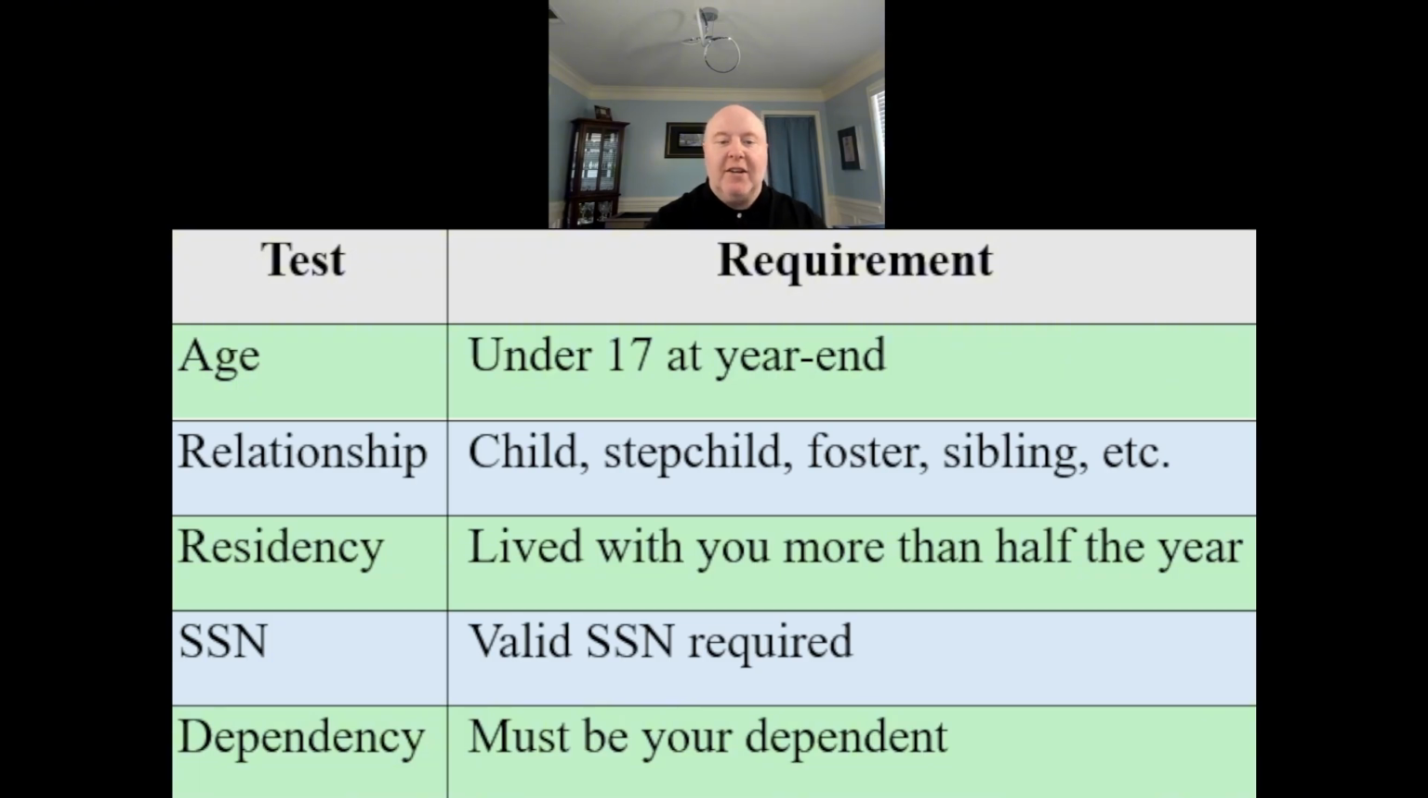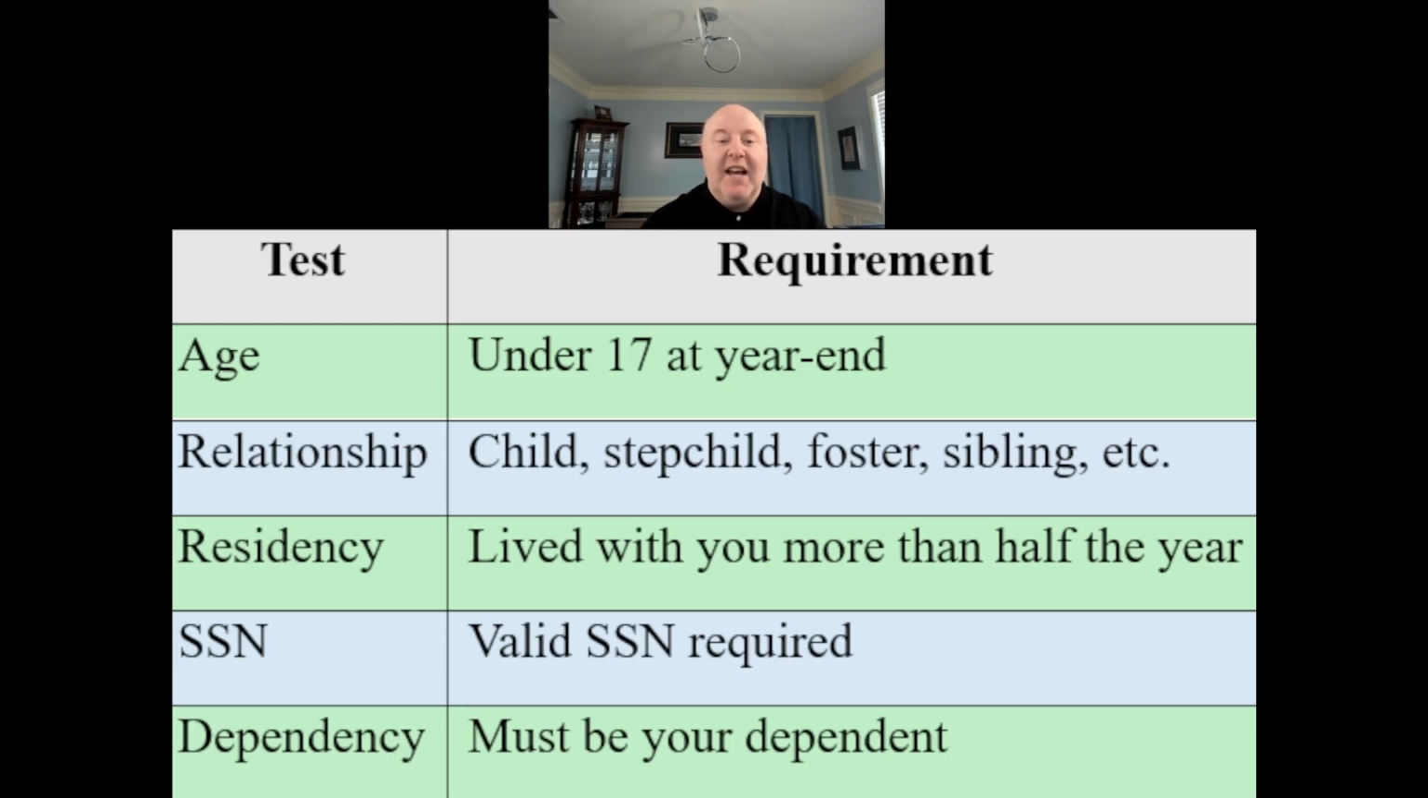Now, what we're looking at in terms of the requirements is you're going to have an age requirement. So they have to be under the age of 17 at year end, right? So this isn't one of those like when we're looking at something such as can we claim somebody as a dependent and we say, okay, well, are they under the age of 19? And no, this is under the age of 17. So you're looking at 16 years and younger in order to qualify for this.